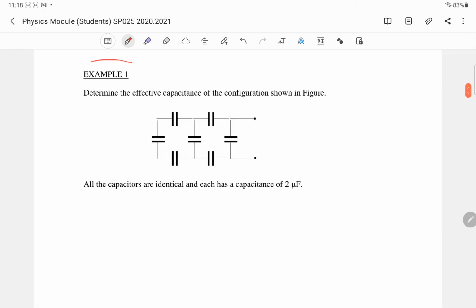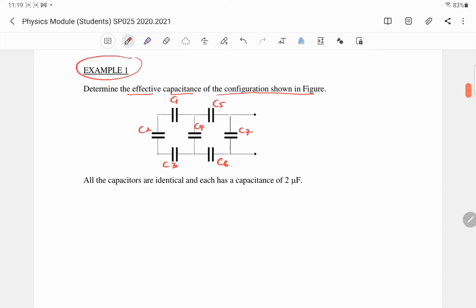Okay, we go to example number 1. Determine the effective capacitance of the configuration shown in the figure. Before that, kita label dulu C1, C2, C3, C4, C5, C7, C6. Okay, so cakap all the capacitors are identical. Identical ni same value, and each has a capacitance of 2 microfarad.